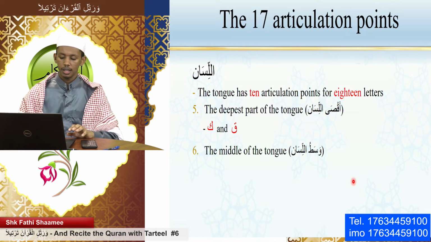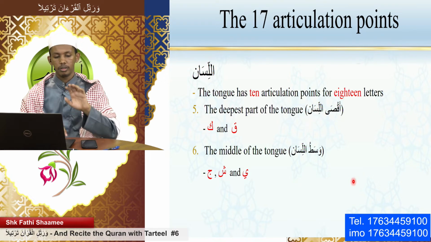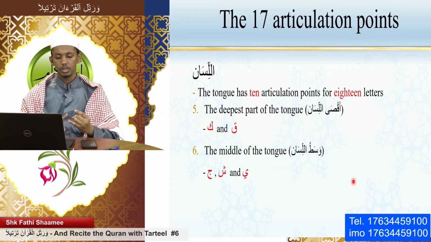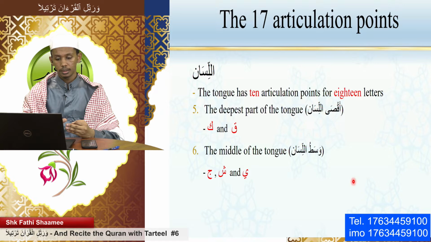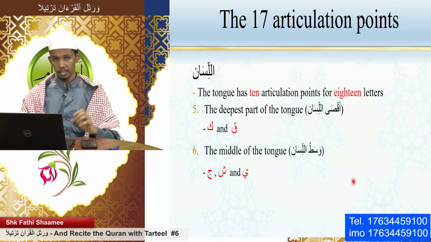So wasatul lisan has 3 letters. Jim, when I say aj, this is from the middle of the tongue. Ash, sheen, ash, also is from the middle part of the tongue. And then ya is also from the middle part of the tongue. So there's a difference between this ya and the lengthened ya.